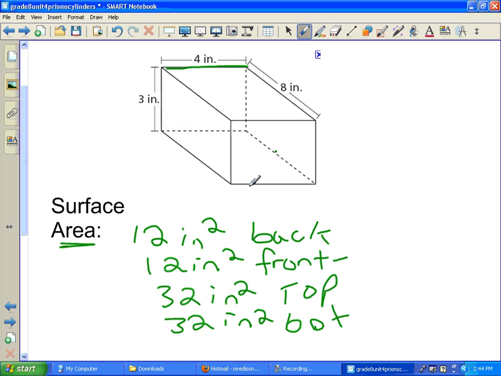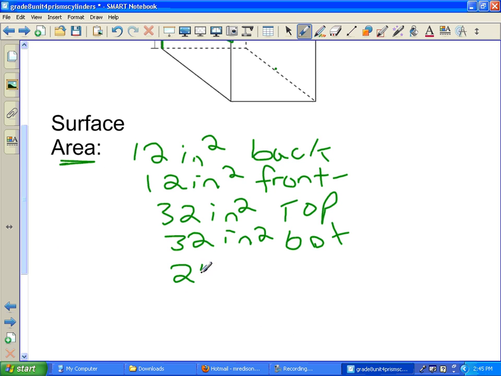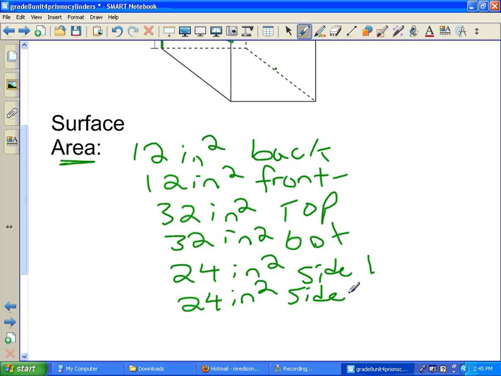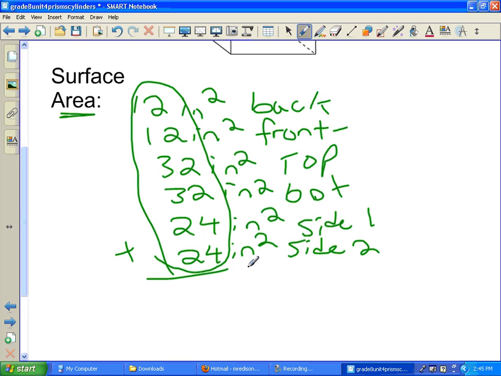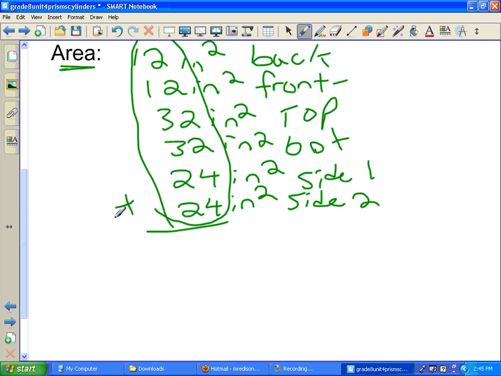And finally, we've done the front and back, we've done the top and bottom, now we've got to do the sides. Well, we know this side here is 3, and this one here is going to be the same as that one over there, which is 8. So length times width, 3 times 8, will give us 24 inches squared for side number 1, and 24 inches squared for side number 2. So all you've got to do then is add them all up using a calculator, or I could do it all here without one, and you will get your surface area in inches squared.